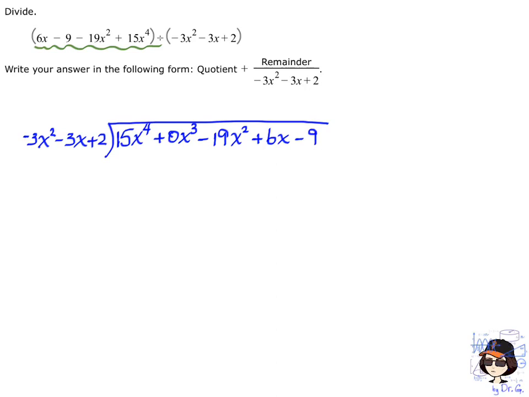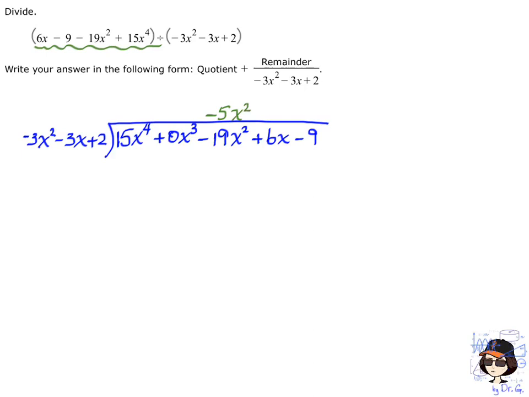So we're going to look at the leading terms again, and I'm not going to write as many arrows in this example because that gets kind of messy. So 15x to the fourth divided by negative 3x squared. Another weird thing about this problem is we've got more minus signs to worry about. Positive 15 divided by negative 3 is negative 5. Remember, positive divided by negative is negative. And then x to the fourth divided by x squared is x squared. So this quotient is going to be negative 5x squared.